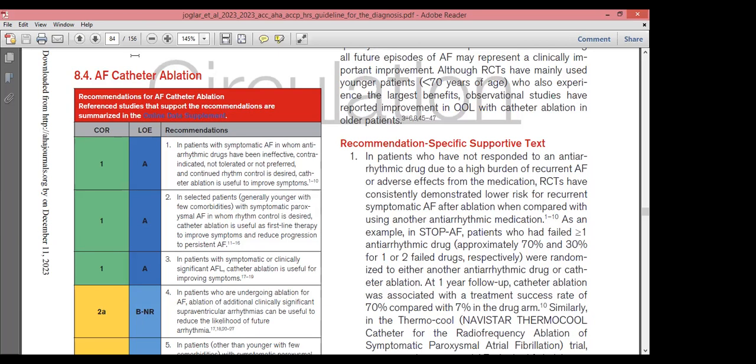Then also in patients with symptomatic or clinically significant atrial flutter, catheter ablation is also useful to improve symptoms. So these first two I read, that's catheter ablation in people that cannot tolerate antiarrhythmic drugs or it is not effective for them. They upgraded it from a 2A to class 1. And also in younger patients who have symptomatic AF, you want to prevent it from progressing to persistent. So they upgraded it, so they should have catheter ablation as first line. So they upgraded it to class 1.